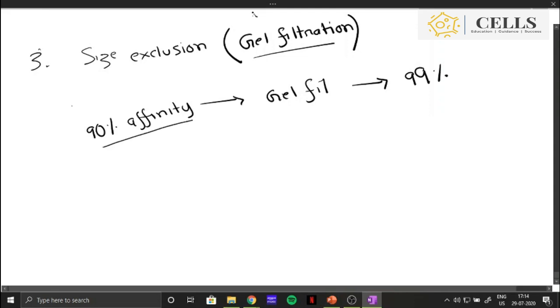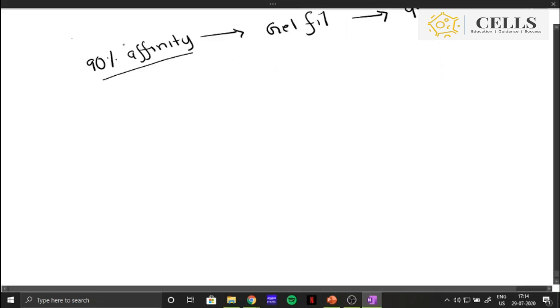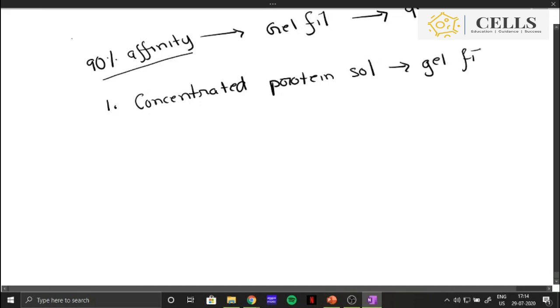A few of the things that you need is, number one, you need a concentrated protein solution for gel filtration. So this 90% protein, you have to concentrate it and then give it for gel filtration. Okay, so what is gel filtration basically?